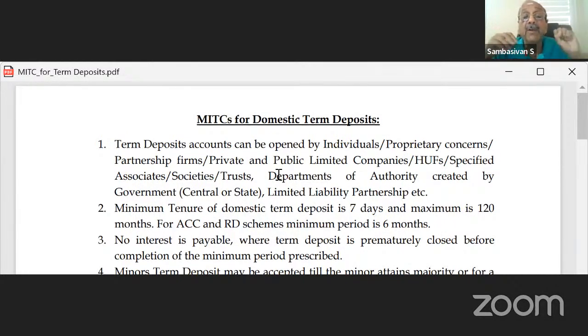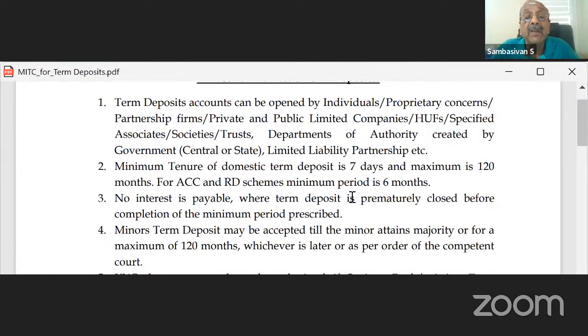First point, a term deposit can be opened by individuals, proprietary concerns, partnership firms, private limited company, public limited company, HUF, Hindu undivided families, and specified associations or societies or trusts or departments of authority created by government, central or state, or limited liability partnership. Anybody can open this more or less.